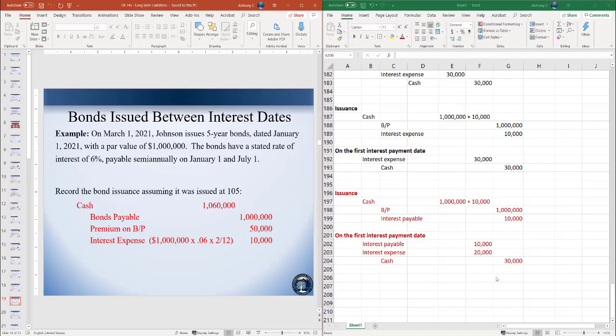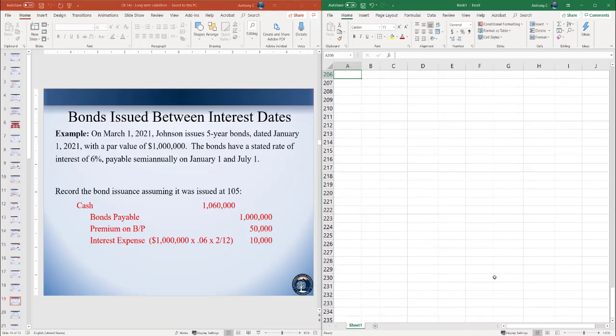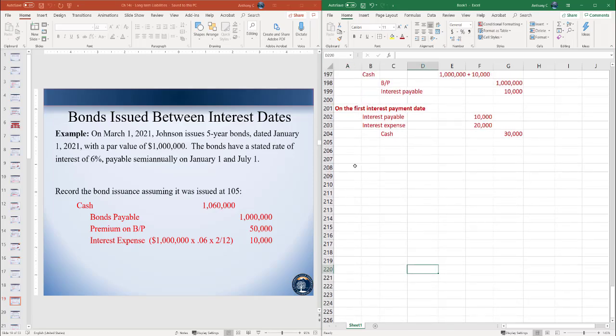So just as an example of that, on March 2021, Johnson issues 5-year bonds dated January 1st, 2021, par value of $1 million. Bonds have a stated rate of 6% payable semi-annually on January 1st and July 1st. All right, so record the bond issuance assuming it was issued at 105.